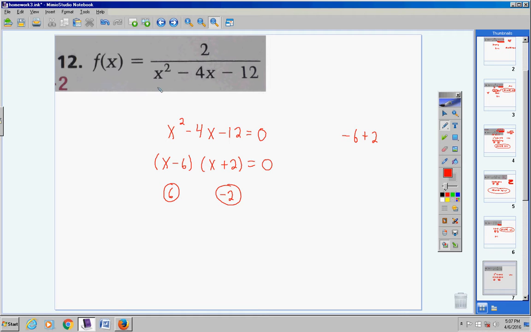If you put 6 in for x, you'll get 0. If you put negative 2 in for x, you'll get out 0 for the denominator. So these two numbers do not work. So the domain of x, or in other words, the domain is what x is allowed to be, you would say all real numbers such that x does not equal 6 or negative 2.